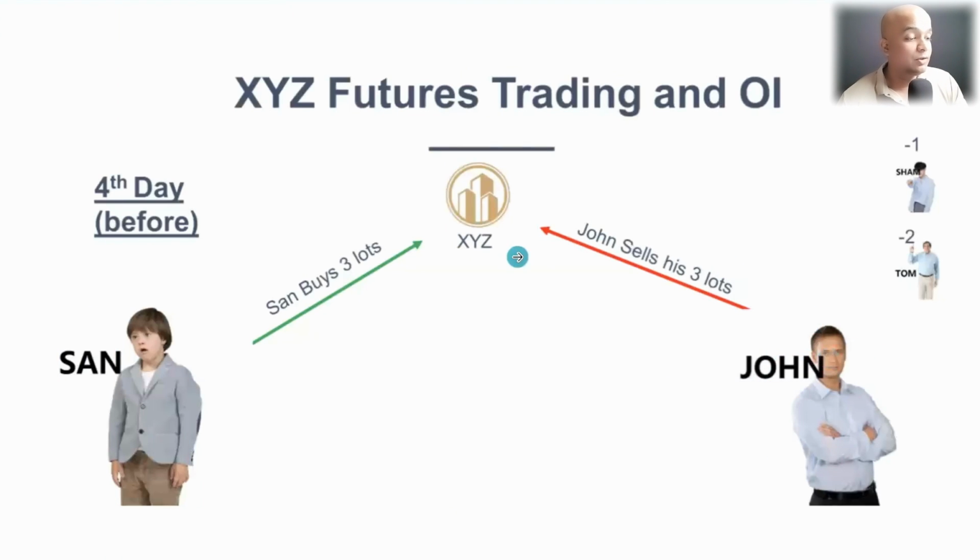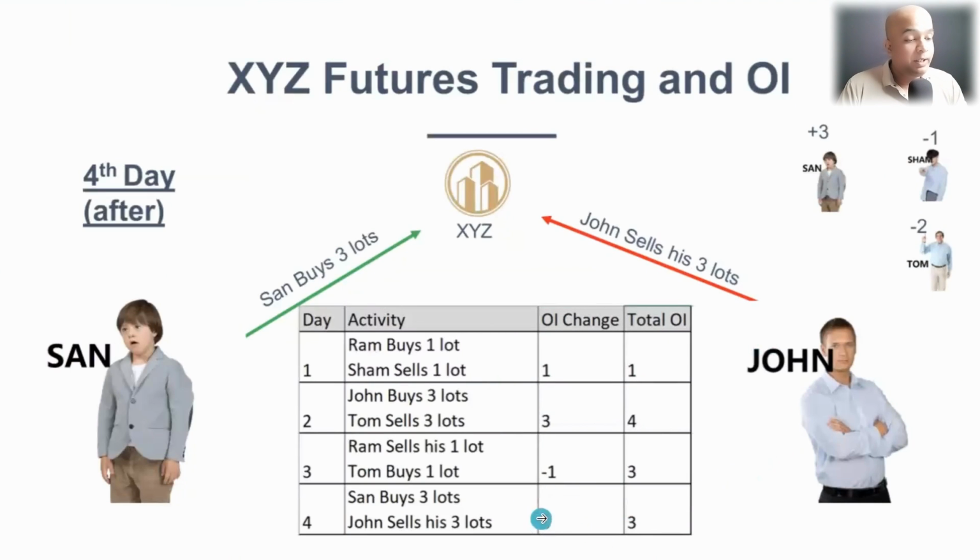He closes because either he has made a profit or he thinks the price will not go up from here, so he will sell. Which means his position got transferred. He transferred his position to Sam. That's all. So open interest change is 0, because whatever open interest was there, John transferred his position to Sam. So total OI remains 3. There is no change.